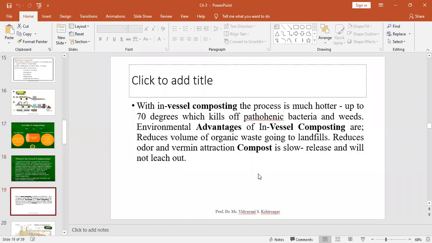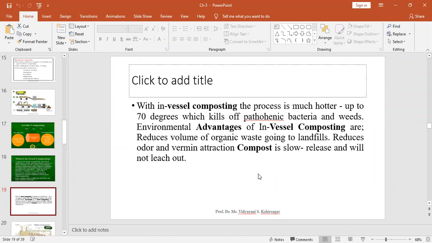Okay, once again, here I have mentioned within vessel composting, the process is much hotter. Up to 70 degrees Celsius temperature can be reached because it is a closed conduit. So it is possible to increase the temperature. If we keep it in an open windrow method or other types of composting method, the environmental conditions affect it and the temperature is not maintained. But since we are maintaining it in a vessel, the temperature will be increased, which will help to kill the pathogenic bacteria and the weeds also.